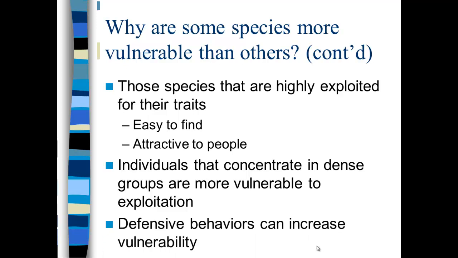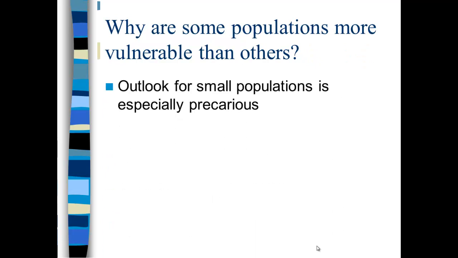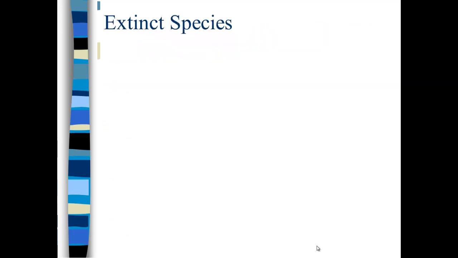And defensive behaviors, especially against humans, can increase vulnerability because then all of a sudden the species is considered a threat to human existence. Smaller populations, obviously the smaller the population becomes, the more likely it is that it goes extinct. The smaller the population becomes, the smaller the resulting gene pool. And this leads to genetic risks.